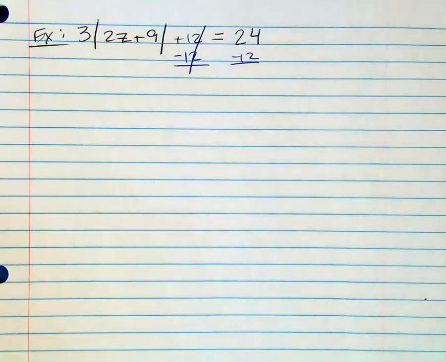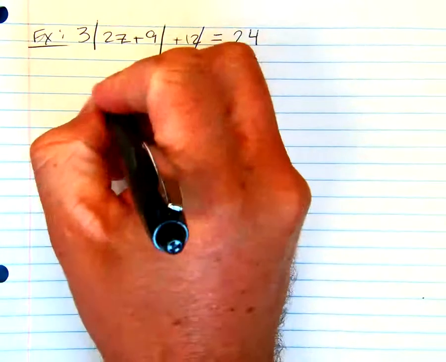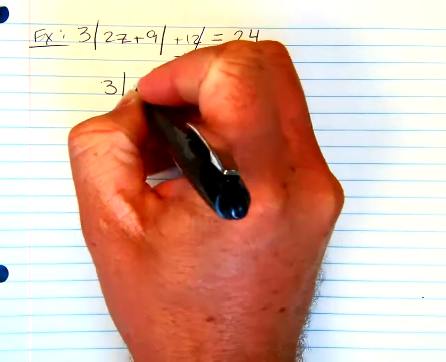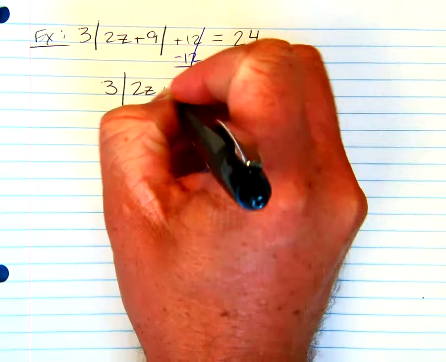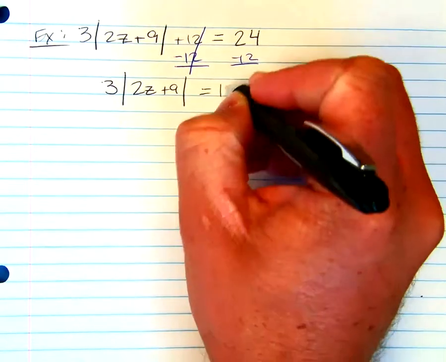So first step, real simple. Let's just get rid of the constant here. We've subtracted the 12. We still have, and please make sure you include everything, 3. We still have the absolute value bars. But now it equals positive 12.